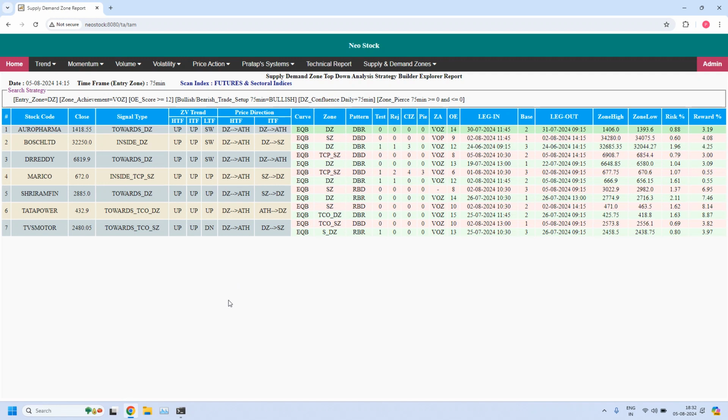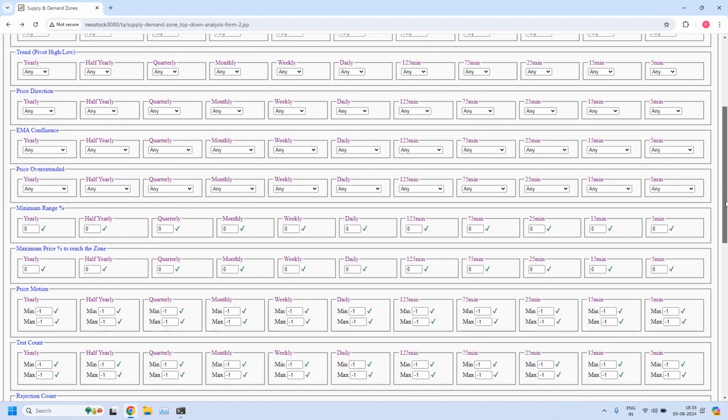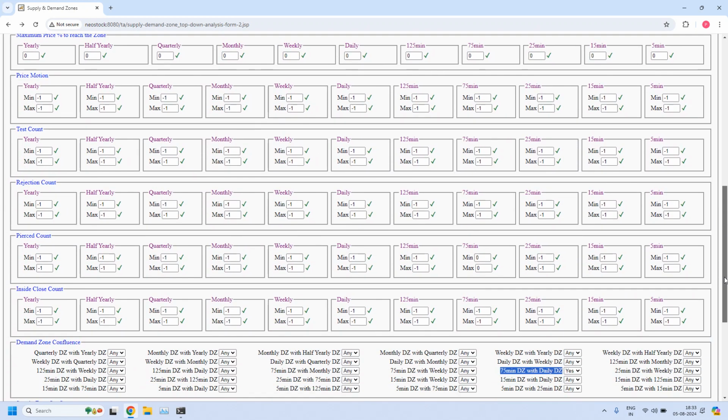Now let me check how many of these stocks again have confluence with monthly also. Sorry, not monthly, weekly, because weekly is HTF. This is weekly income trade. So that means LTF, HTF, ITF. This is LTF plus ITF. Next one is 75 LTF and HTF.